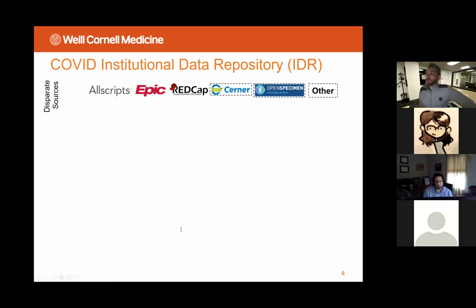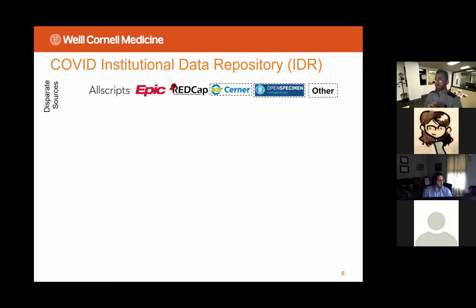So when it comes to putting together the institutional data repository in general, including the COVID IDR, our biggest challenge is to identify where to get the data, and also how to get that data and how to put all these disparate sources together to make it usable for our end users.